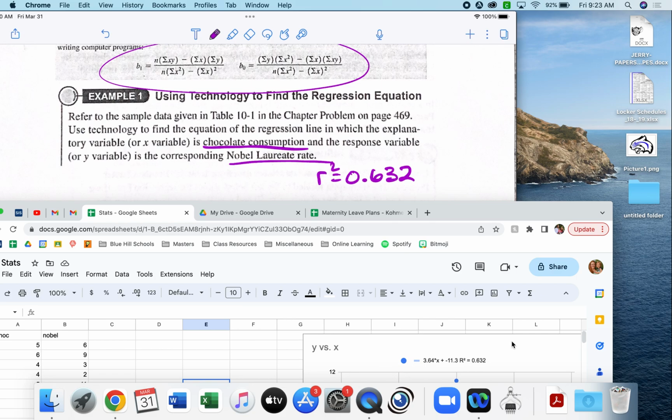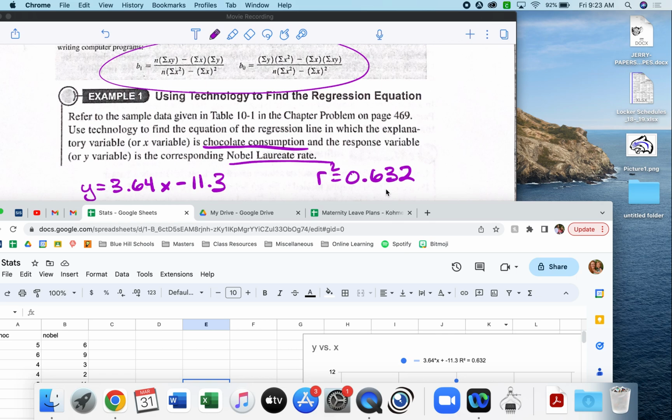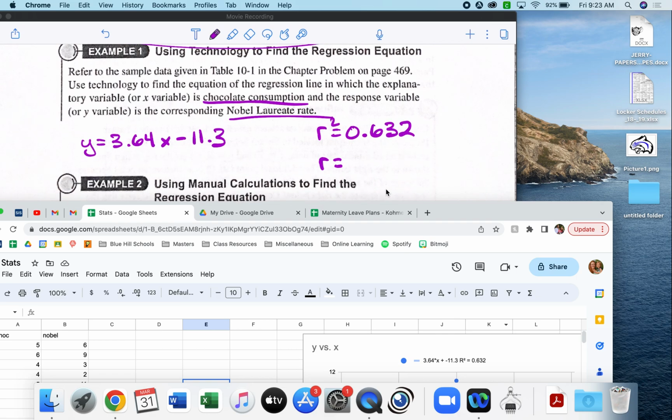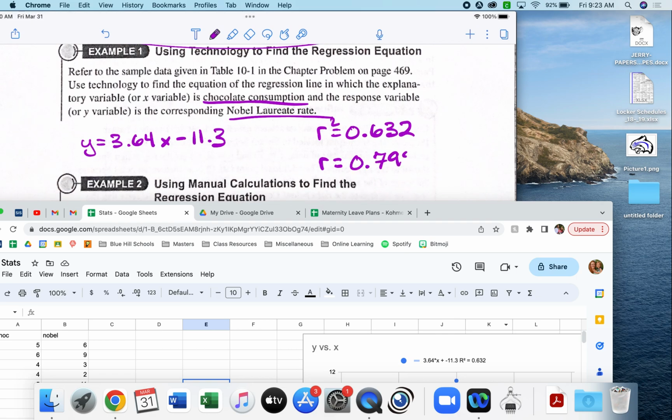Do that real quick. I'm going to write down the equation. Y equals 3.64x, and then it says plus minus 11.3. I'll show you where I get that from. Do we have the R? It's 0.795. Okay. All right, so there's the number that we got.